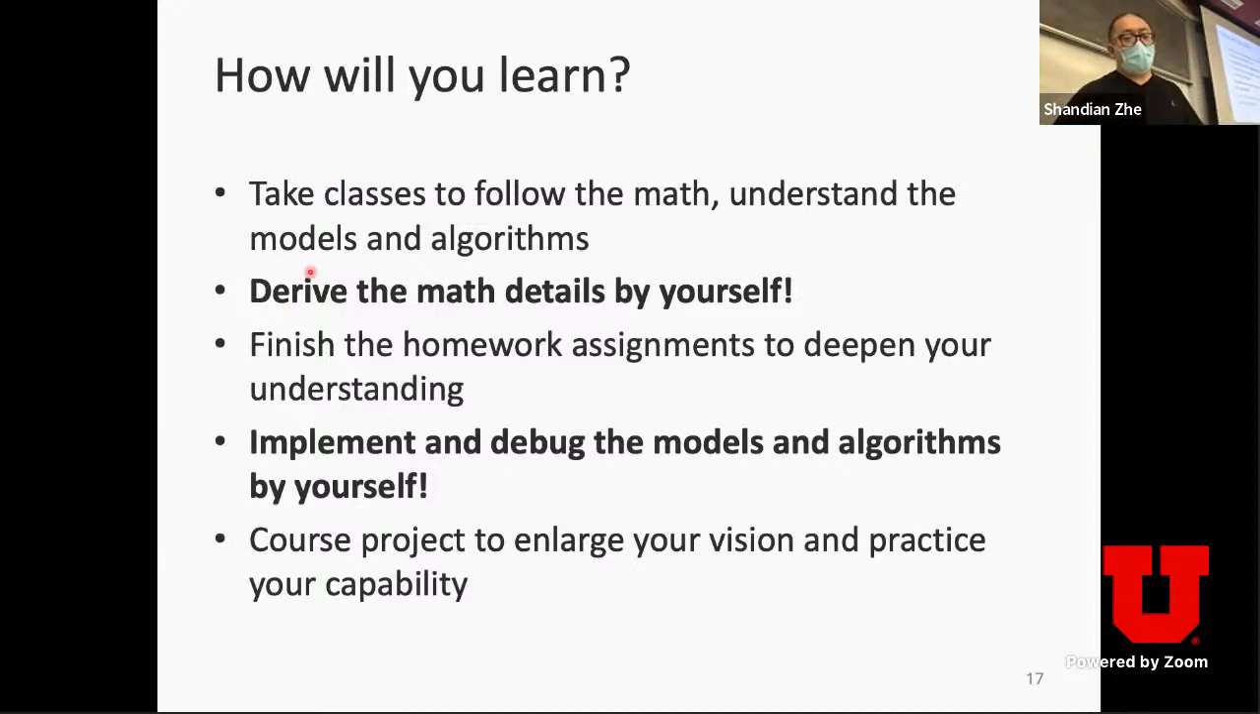And also, very, very important, derive the math details by yourself. I'm going to show you those formulas, and if you're seriously taking the lectures, it might be easier for you to follow the whole logic. But if you really want to know the models and understand the details, you have to do the math derivations by yourself. Use your hand.